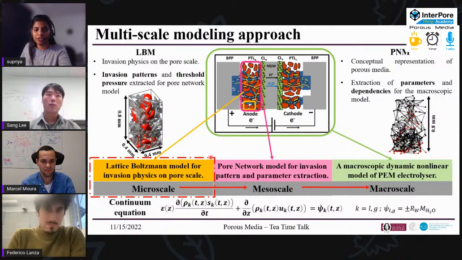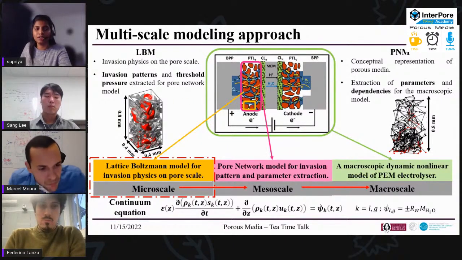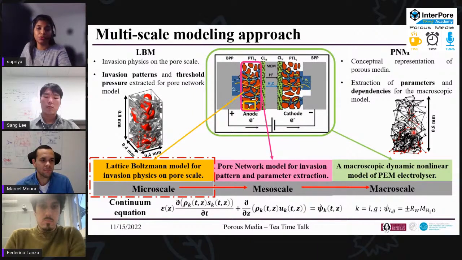And then later we move towards the pore network model, which is conceptually represented as pores and throats, as shown in the figure. And here you could see the pink region where we could consider a larger number of pores. So for example, if we consider 100 pores in the lattice Boltzmann model, maybe in PNM we could consider 10,000 pores, which makes it much faster.